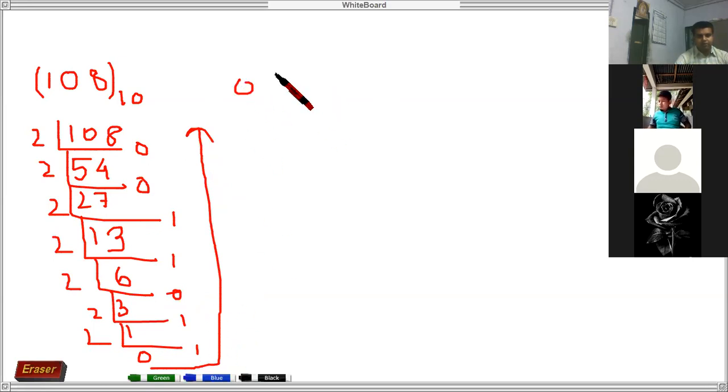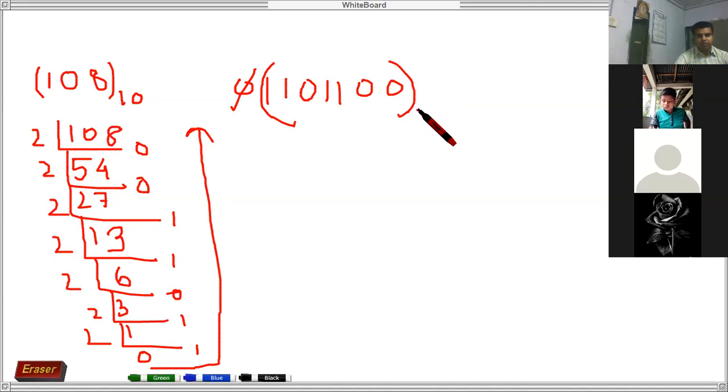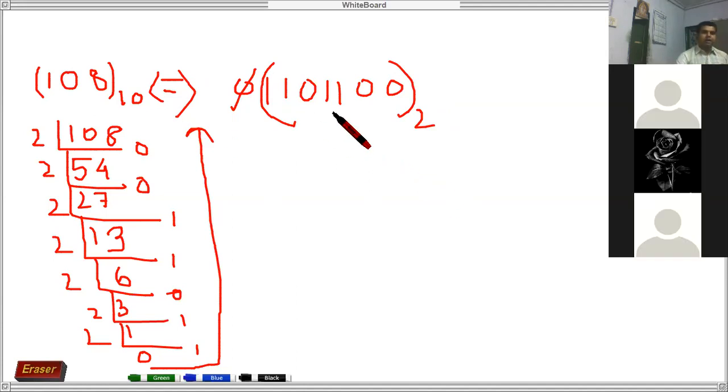So from down to up, we will arrange the remainders, starting from the bottom: 1, 1, 0, 1, 1, 0, 0. This last 0 is unnecessary, so cut the 0. So this becomes your binary number, 110110. So this number becomes what? The binary number of 108.